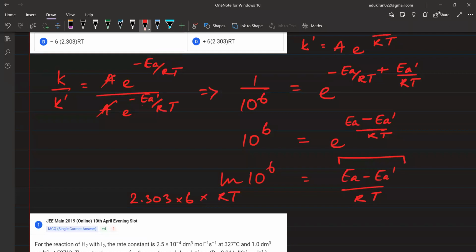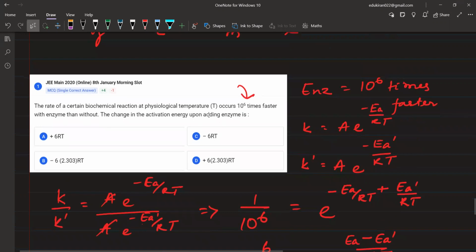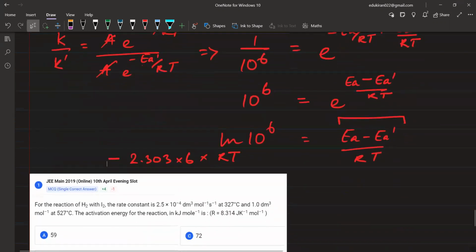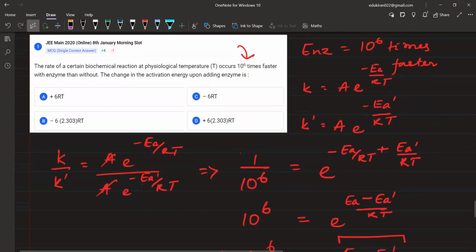Okay, and a minus sign will come here, because they are asking the change in activation energy upon adding the enzyme. What happens on adding the enzyme? The activation energy decreases. So the answer will be in negative sign. And so the answer is going to be minus 6.203 RT. This will be the answer. Change in activation energy upon adding enzyme. As soon as we added enzyme, activation energy decreased. That decrease is shown by this negative sign.